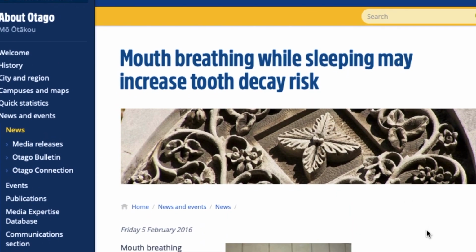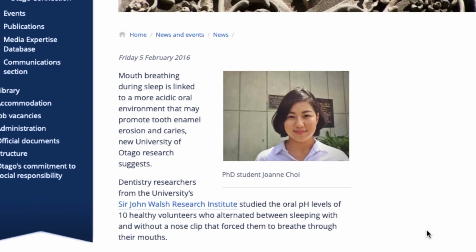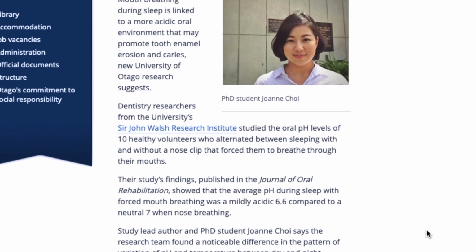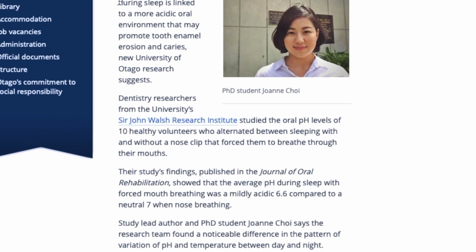When we breathe through our nose, we help to keep the passageways open. When we don't breathe through our nose, the airways close up more. On the University of Otago website, we can see that mouth breathing can potentially cause cavities as well. That's because when we're breathing with our mouth open, we have a lower acidity, and that lower acidity can cause more cavities in our mouth.